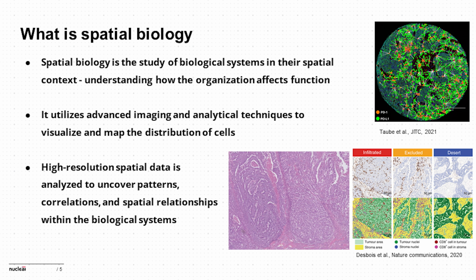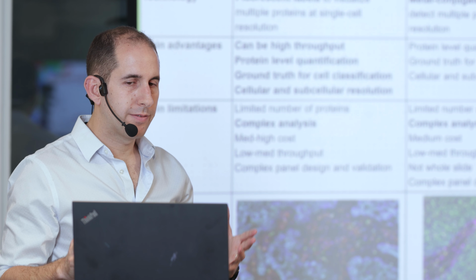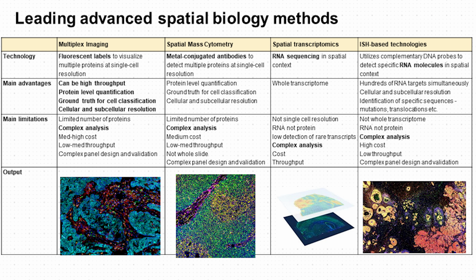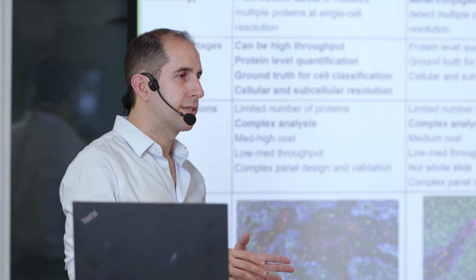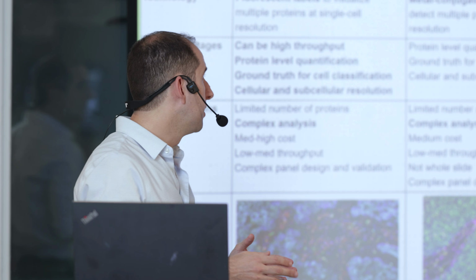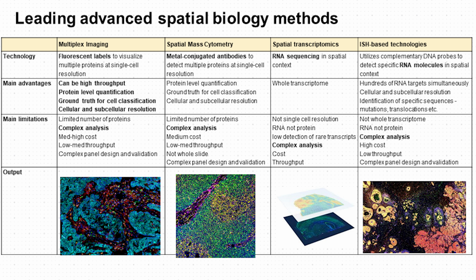So what are the current leading advanced biological methods? The current leading imaging modalities are multiplex imaging, which is the use of fluorescent labels to visualize multiple proteins on the same slide. We have spatial mass cytometry, which instead of fluorescent labels uses metal-conjugated antibodies to image different proteins. We have spatial transcriptomics, which can be used to do spatial sequencing of the whole transcriptome in one slide. And we also have in situ hybridization based technologies, which allow us to map both RNA molecules and proteins in a spatial context.